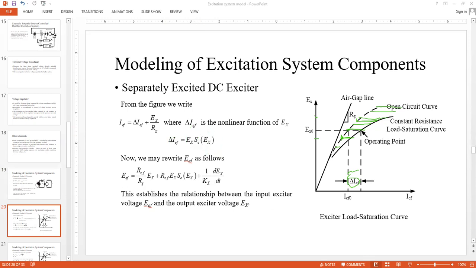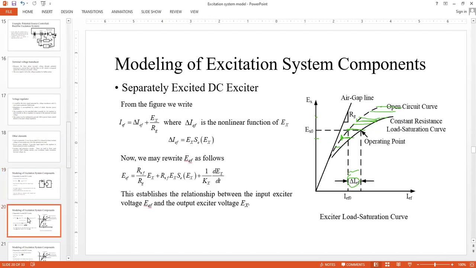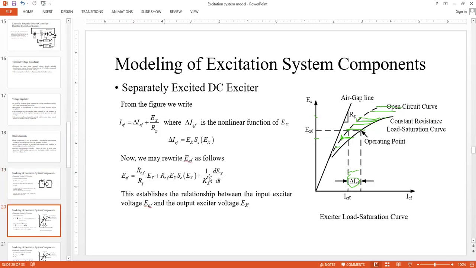The second part also contained IEF, because it was LEF dIEF over dt. If I put in dIEF over dt, you will have a dEX over dt term. So this is the dEX over dt. Simply you replace the expression of IEF in this previous expression and you simplify, then you should get this.